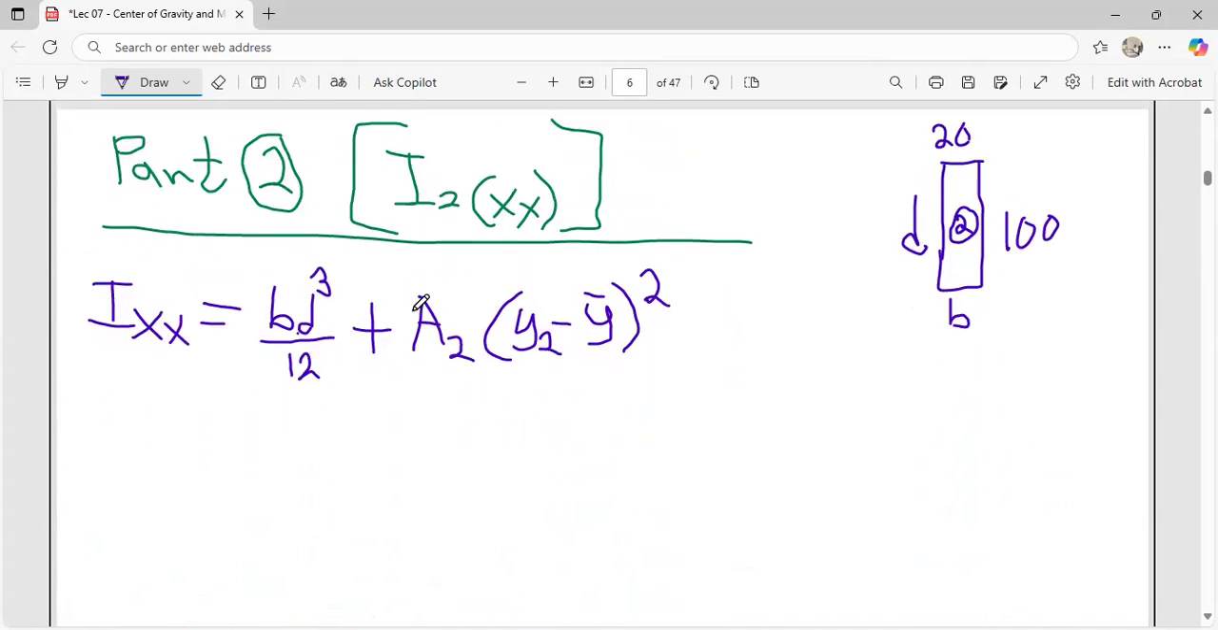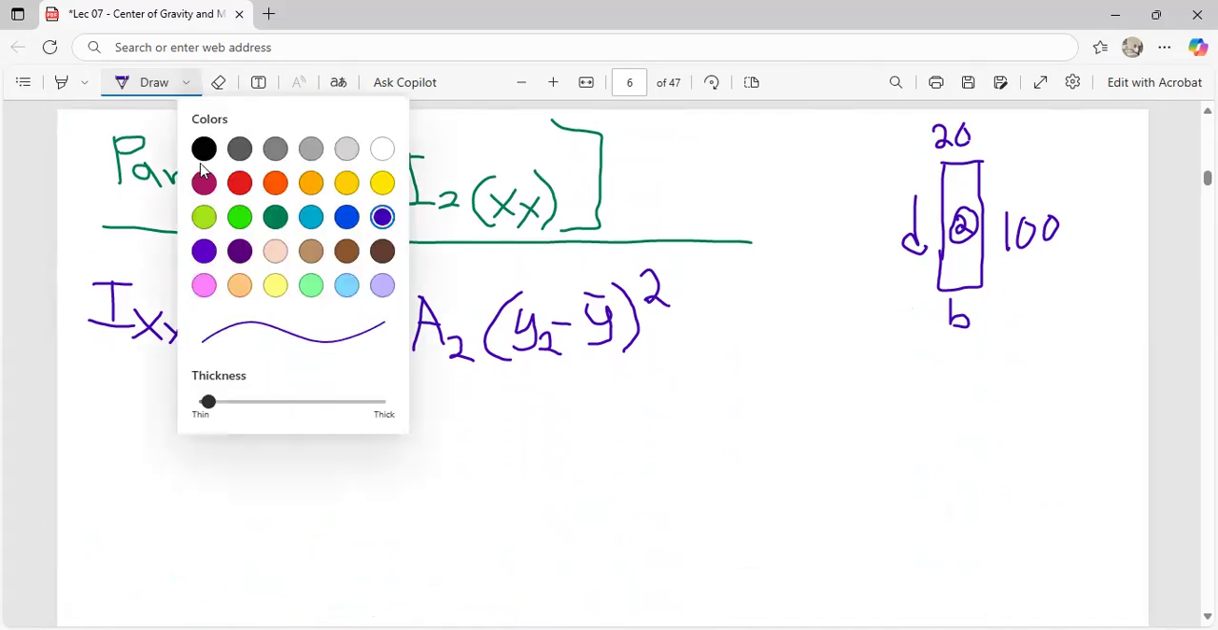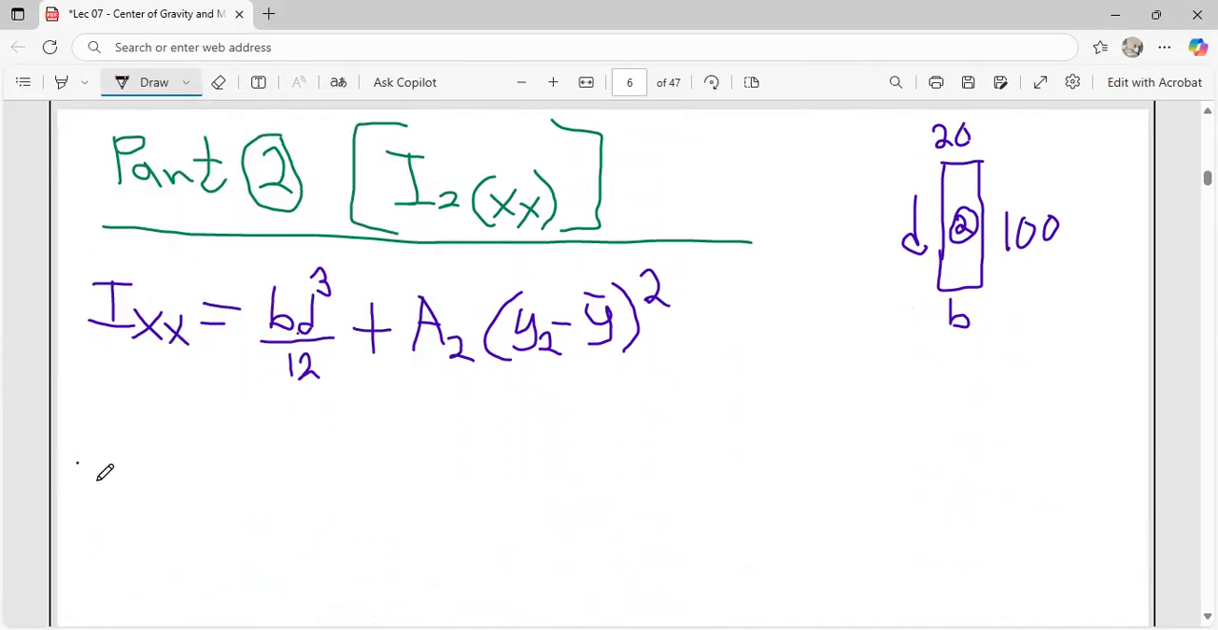So it's a matter of substitution. Let's quickly substitute our parameters into the equation and see how best we can move. So this is now equal to what? What is the value of our base? It's 20. Good. And our depth becomes what? 100.